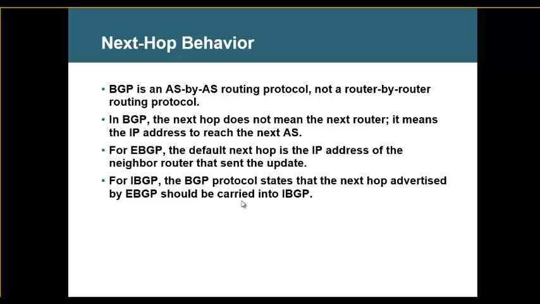So if you want to compare this, you can compare this to RIP. But in RIP, every hop is a router, whereas for BGP, every hop is an autonomous system. See the second line. In BGP, the next hop does not mean the next router. It means the IP address to reach the next autonomous system.